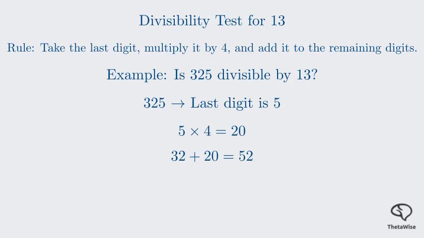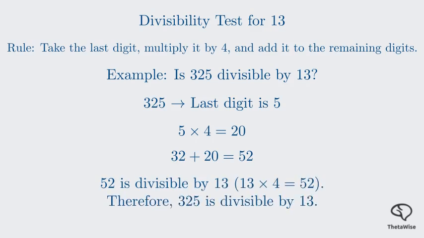Is 52 divisible by 13? Yes, it is. 13 times 4 is 52. Since 52 is divisible by 13, our original number, 325, must also be divisible by 13. Let's confirm with long division. 325 divided by 13 is indeed 25. The test works perfectly.